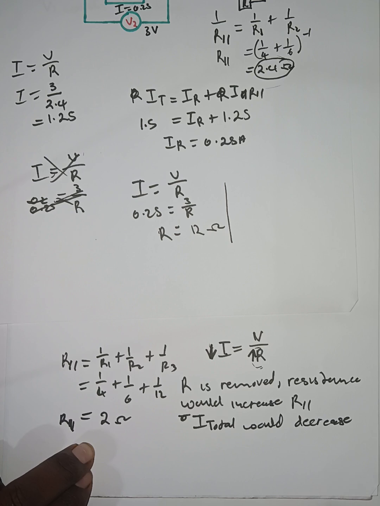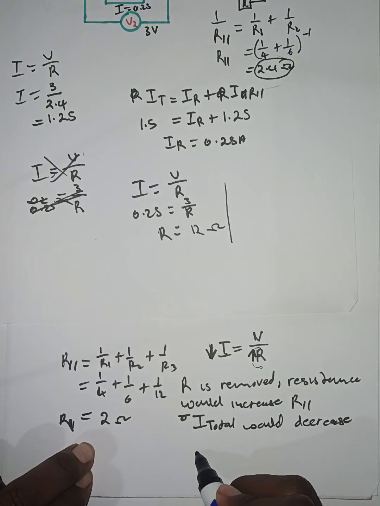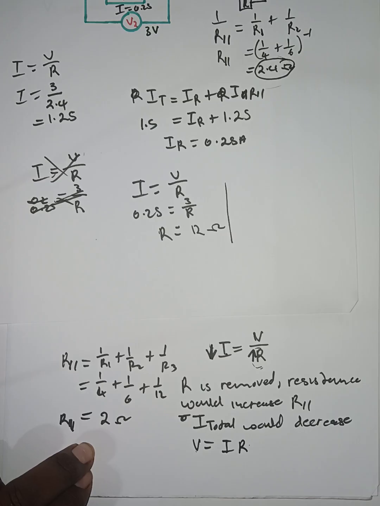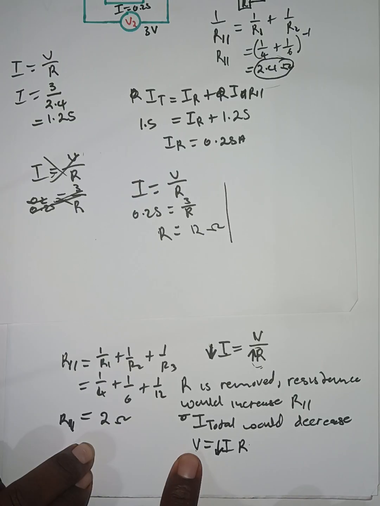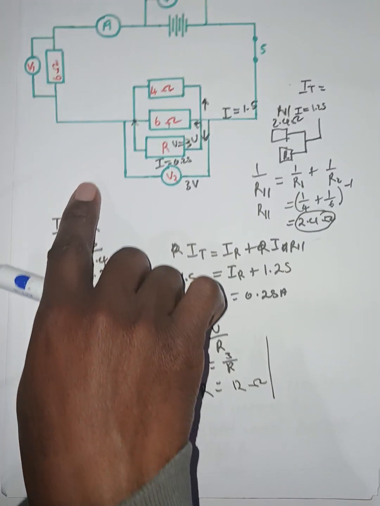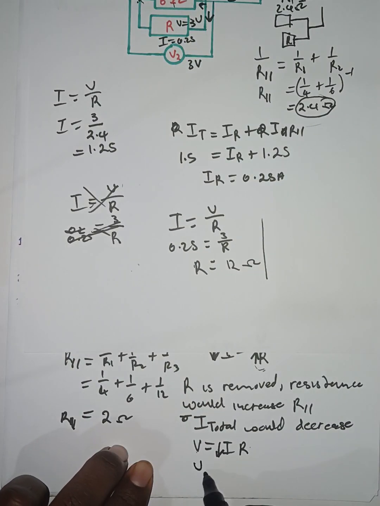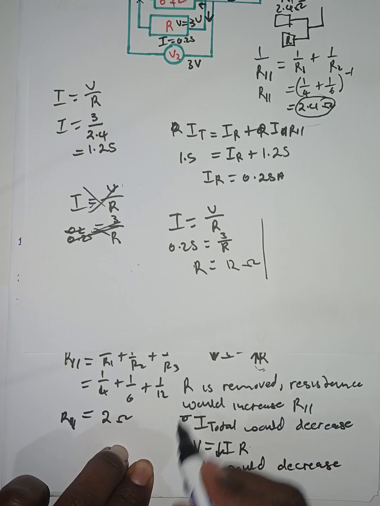Again I'm going to take the same formula, and I'm going to modify it, making V the subject of the formula. So in this case V would be equal to my I multiplied by R. Now remember, if my total current decreases, that would cause my voltage on V1 to decrease. So my voltage V1 would actually decrease. Why? Because my total current in my circuit decreased.